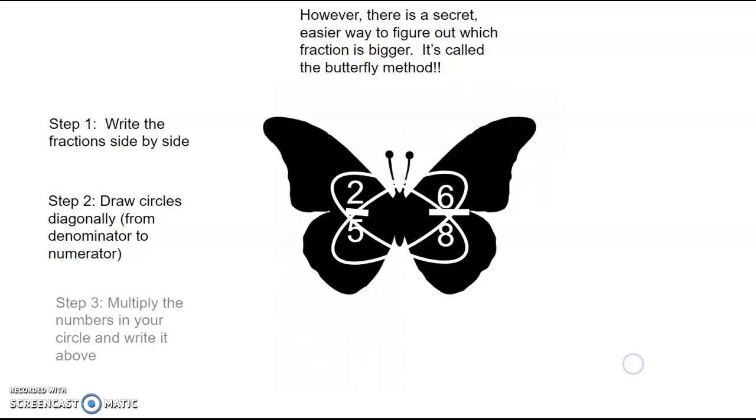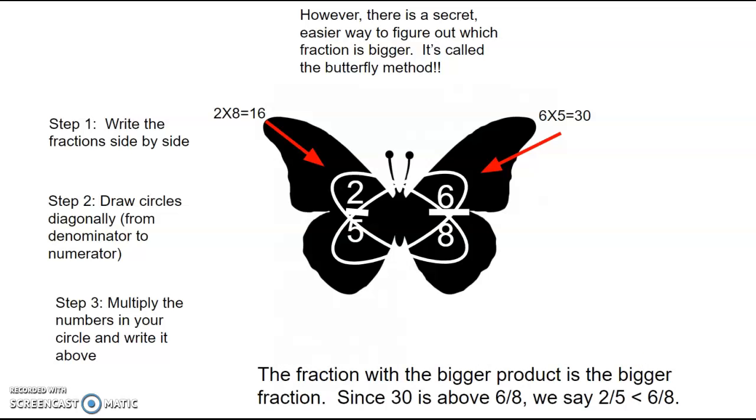Next step is multiply the numbers in your circle and write it above. So I'm going to multiply 6 times 5 and get 30, and I take that from that diagonal circle right there. And I'm going to multiply 2 times 8 and get 16, and I took that from that diagonal circle right there. Final step is to look at the products.